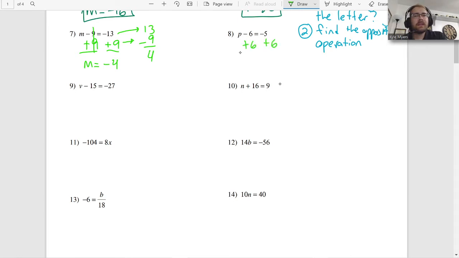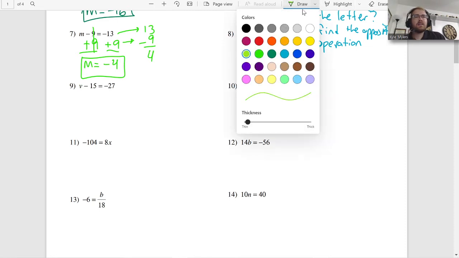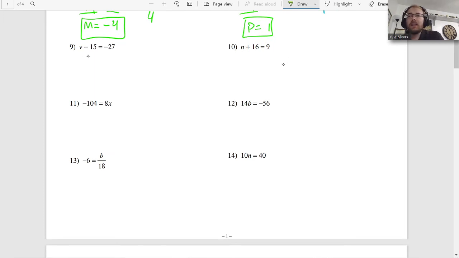Plus 6, plus 6. Forgot to box my answer here. Okay. Negative 5 plus 6 is 1 because it is the same thing as 6 minus 5. I was talking a little fast there for a second. And on to the next one. Okay, the opposite of minus 15 is plus 15. V equals, I'm going to be subtracting again, so I'm going to get negative 12. And next, minus 16. N is going to be equal to 9 minus 16.